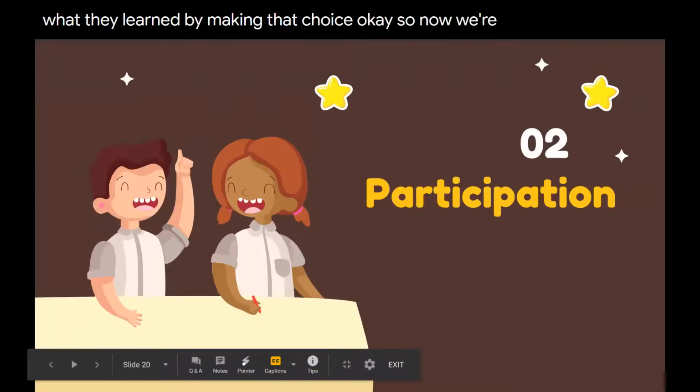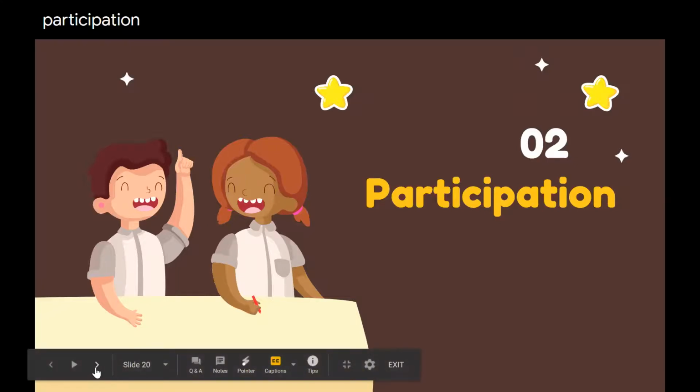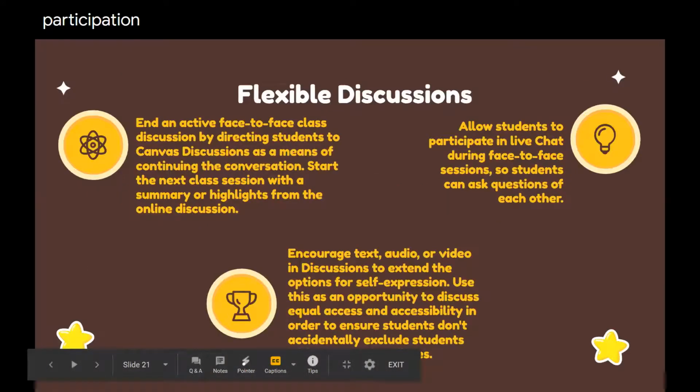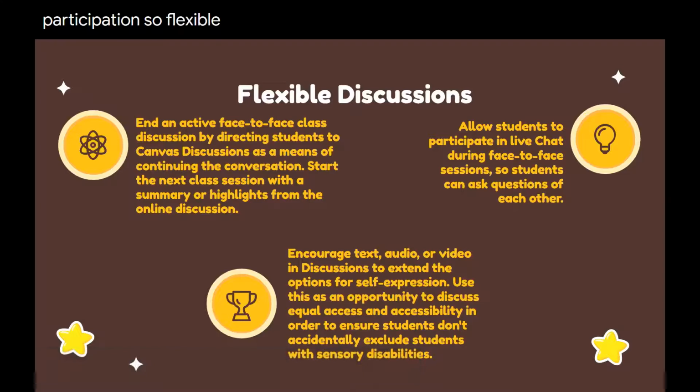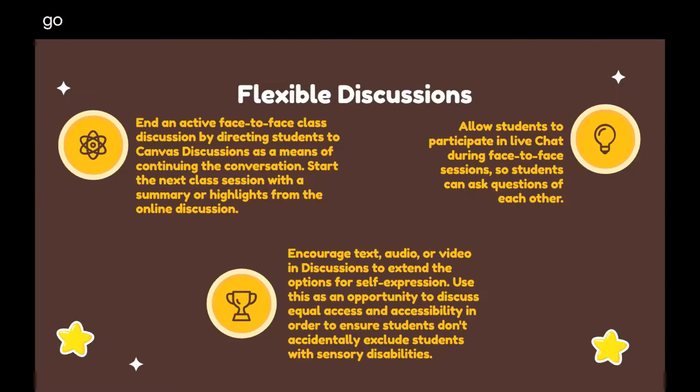Okay, so now we're going to move on to participation. So, flexible discussions. What are they? So you're in a Zoom session and you have a great discussion and you're talking about engagement. And you go over to Canvas at the very end of the Zoom session and you create a discussion board, and it is for continuing that conversation.